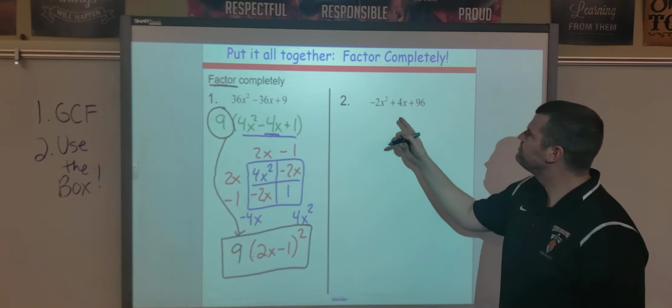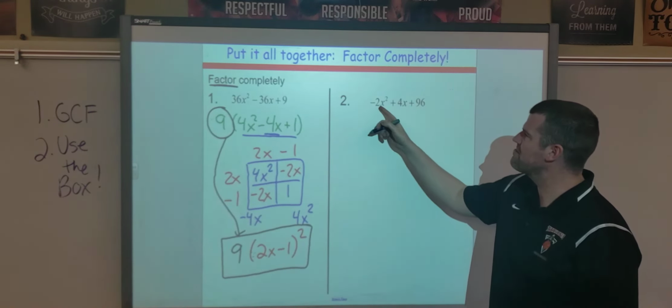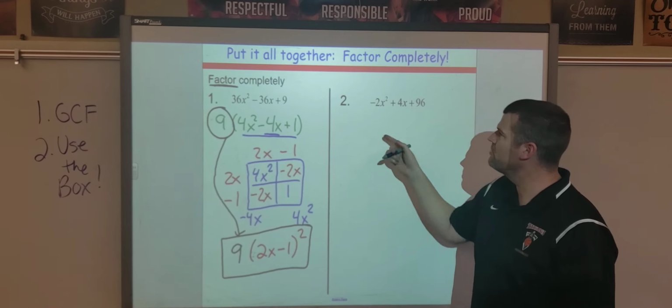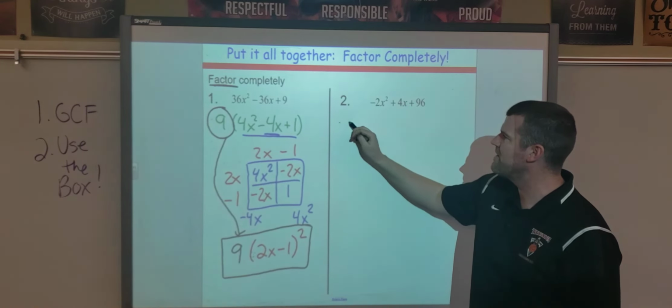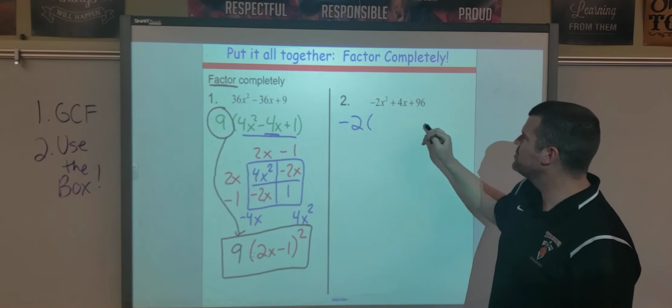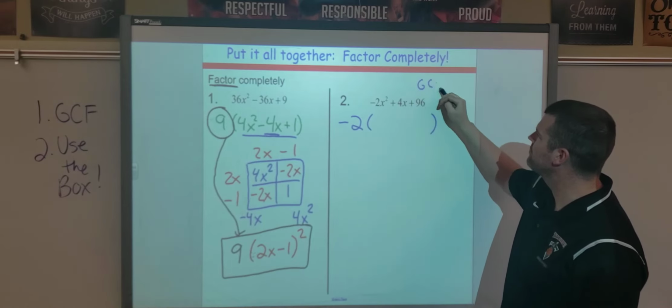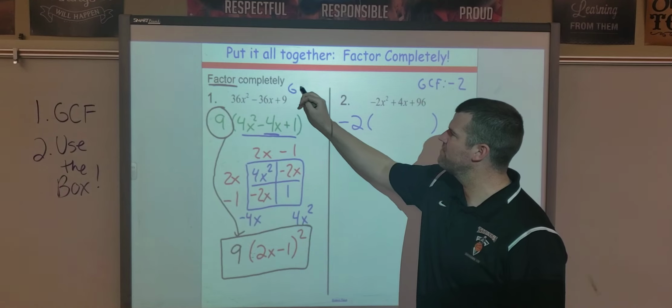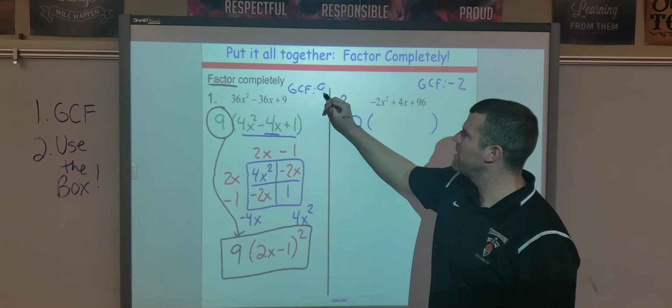This next one, I noticed two things. First, 2 can go into each of these. And then also, we never want our a to be a negative. So I'm not only going to factor out a 2, I'm also going to factor out a negative. So my GCF on this problem is negative 2. Going back to this one, my GCF was positive 9, right?